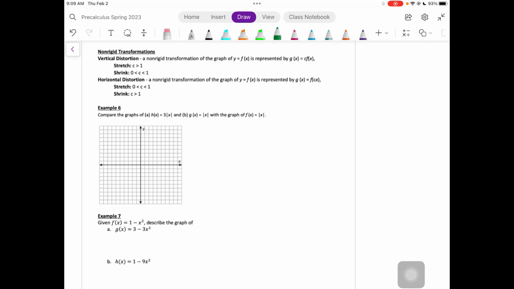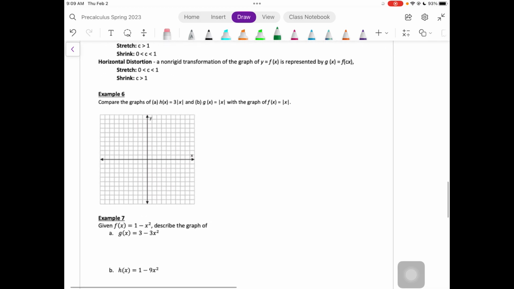So for number 6, let's take a look at some graphs. We've got h of x equals 3 times the absolute value of x. And then we have g of x equals the absolute value of, that should say 3x. So let's fix that. That should say 3x inside those absolute value bars, with the graph of f of x equals absolute value of x. All right, so we'll start with that parent function.